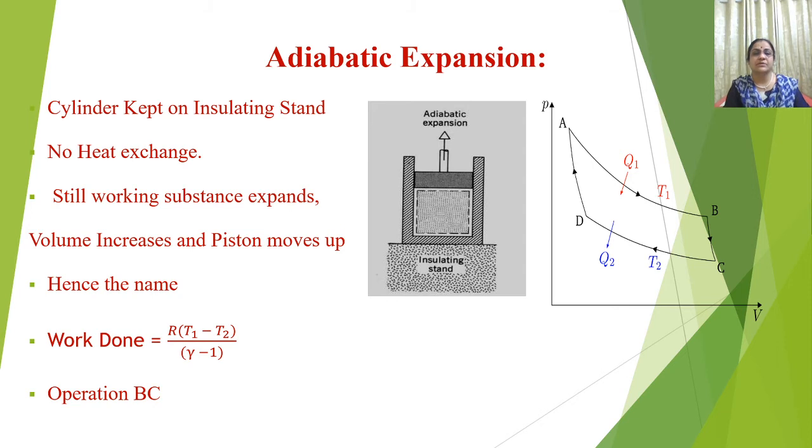During this expansion, piston is still thrown in the upward direction. This expansion is called adiabatic expansion because heat is neither rejected nor absorbed. Work done in this operation is given by R (T1 minus T2) upon (gamma minus 1). As you know, R is gas constant and gamma is ratio of principal specific heats, which is constant for the given fuel. This operation is shown by the curve BC.